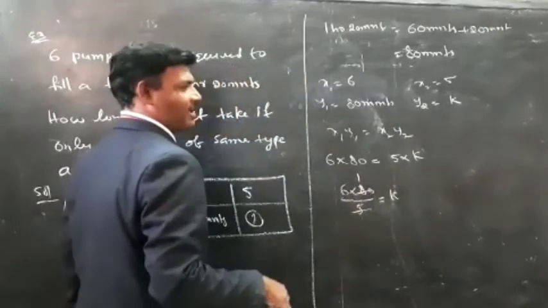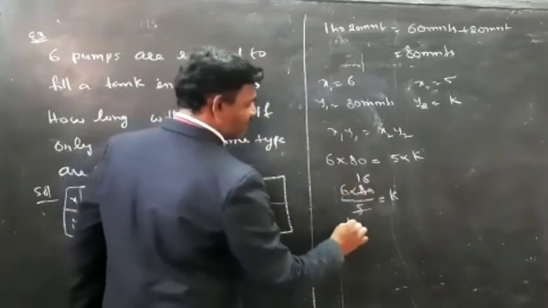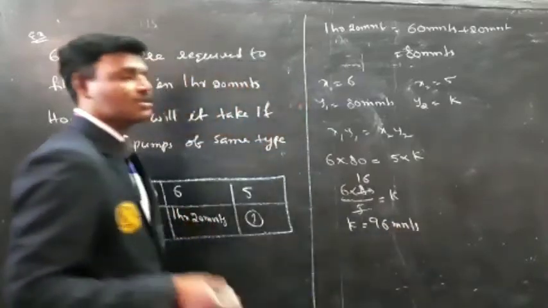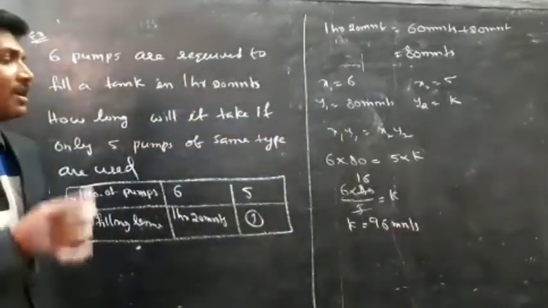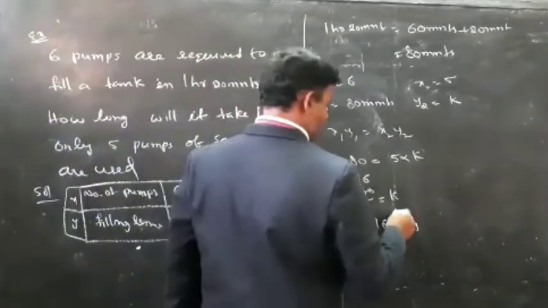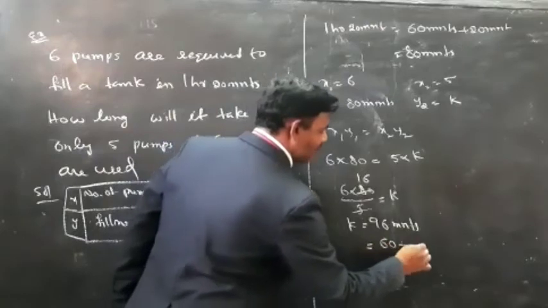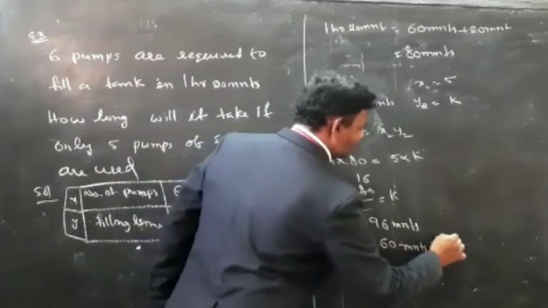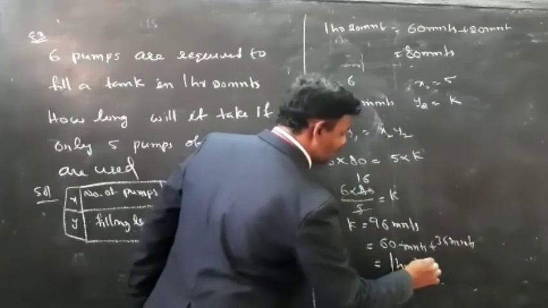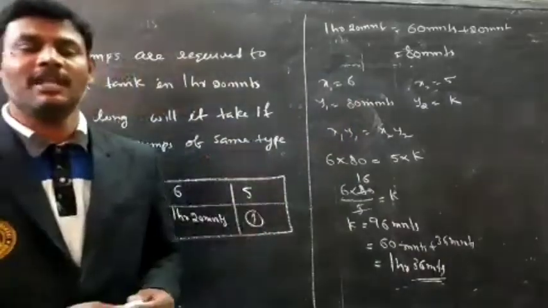5 1s are 5, 5 6s are 30. K is equal to how much? 96 minutes. So 5 pumps took 96 minutes to fill the tank. 96 we can write as 60 minutes plus 36 minutes. It means 1 hour 36 minutes. So the required time is 1 hour 36 minutes.